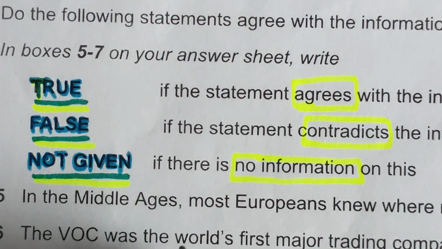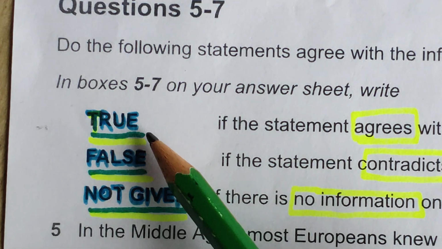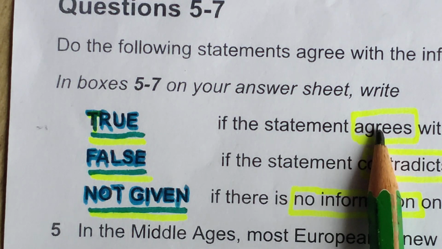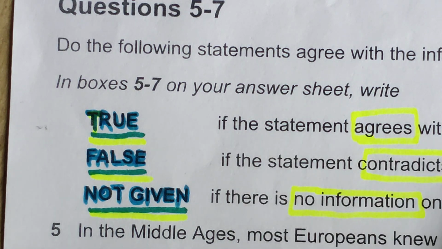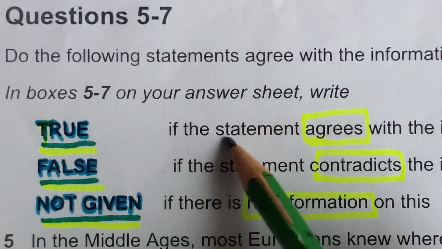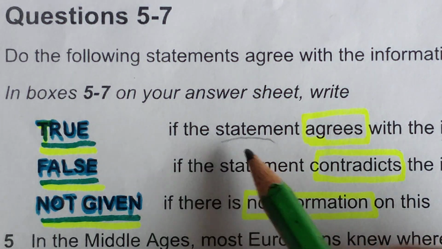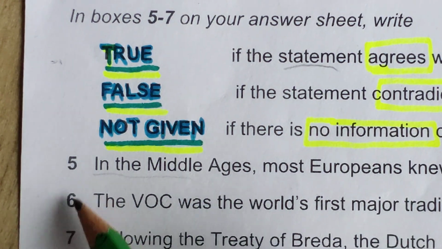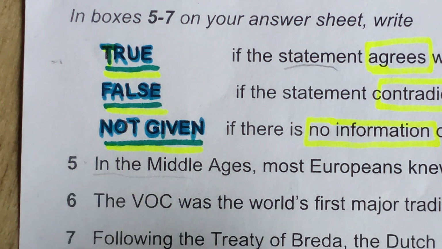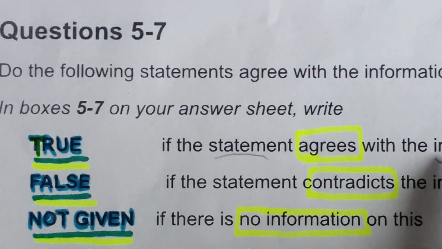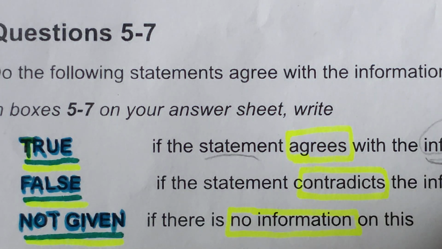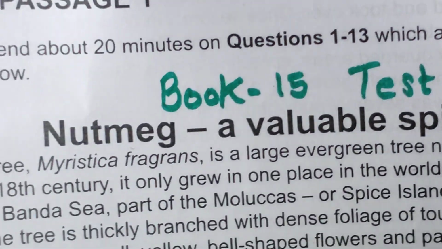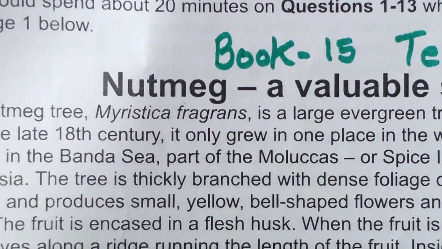Before proceeding, you should know what is the meaning of true, false, not given. Okay, so it is important to know if the statement agrees with the information. So what is the statement and where is the information? Okay, statements are these, the questions 5, 6, 7. There are three statements, and you will find this information in the reading passage. Reading passage means, like I had already shown it to you, this reading passage, you will find the information.